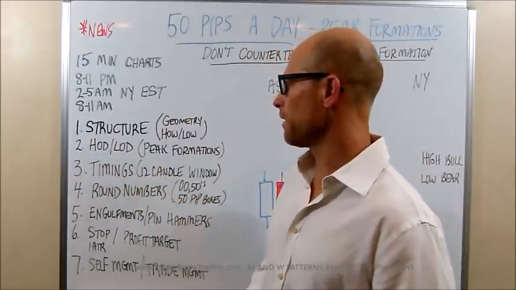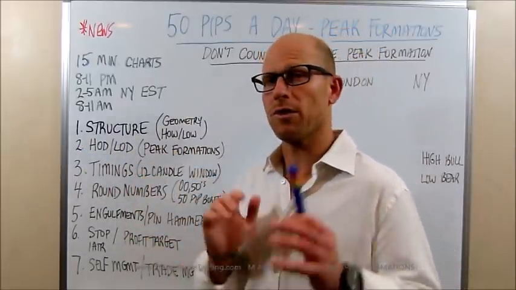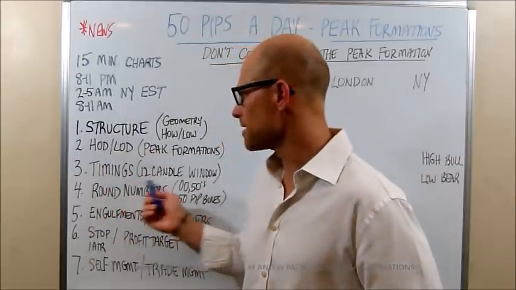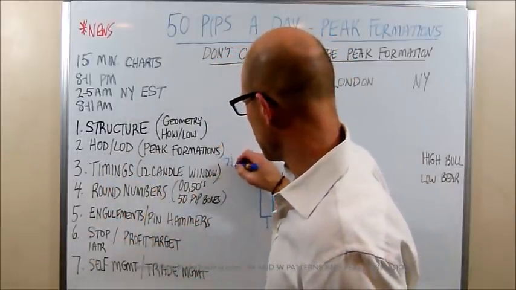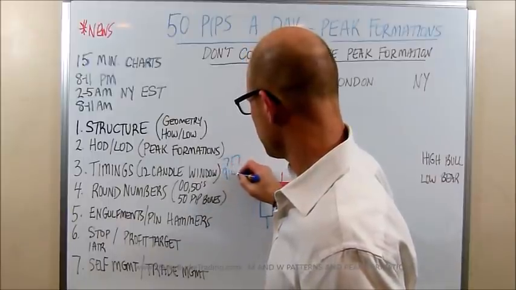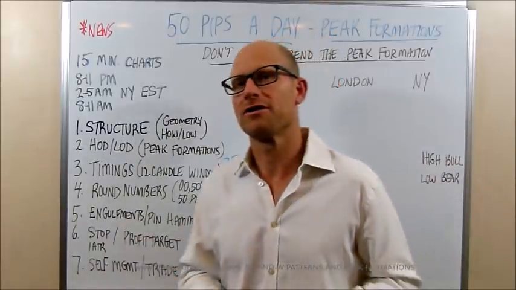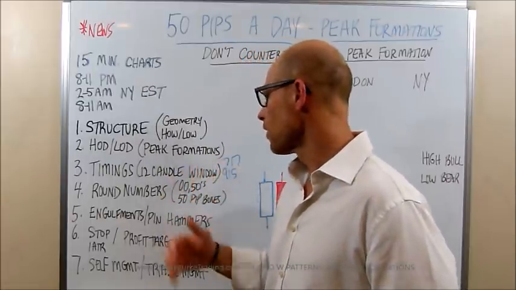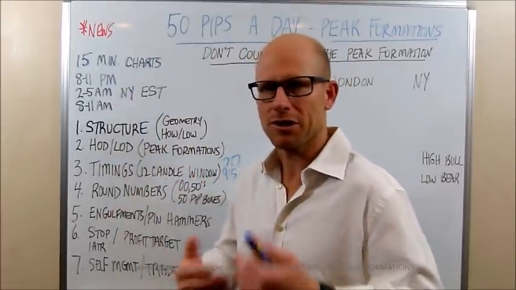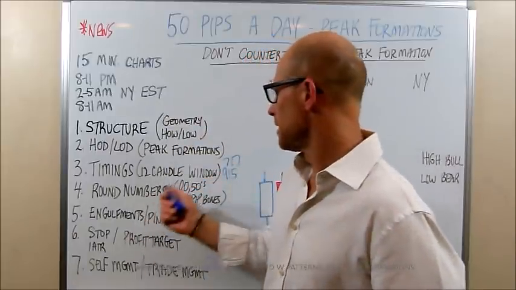Then we talk about the high and the low of the day. So peak formations, and we're going to go in depth a bit more into that. The timings, the 12 candle window. We've talked before about 717 and 915. The hour prior to the 12 candle window, sometimes we'll see a stop run occur, or movement 1, 2, 3 to an extreme, to the high or to the low.